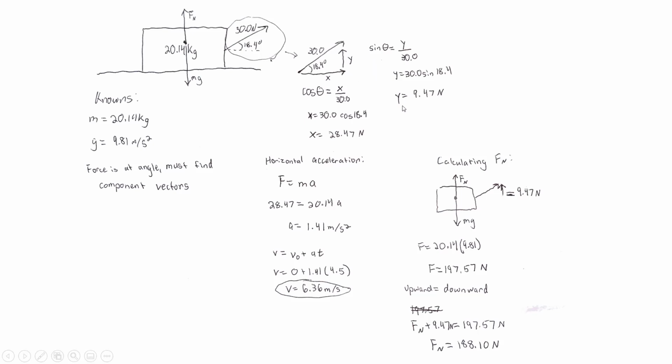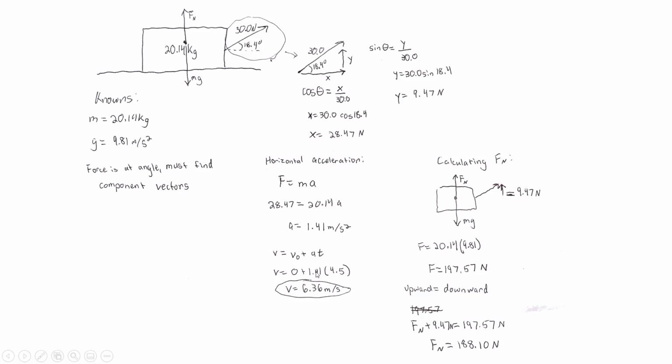And so we know that it's not going to lift off the ground. We don't need to worry about that acceleration. So then we have our horizontal acceleration. So we have the force, which is 20.47 newtons, is equal to our mass times our acceleration. We solve for acceleration, 1.14 meters per second squared.